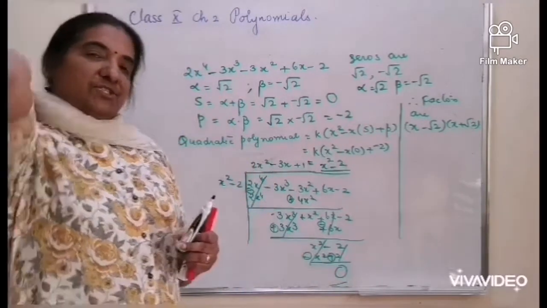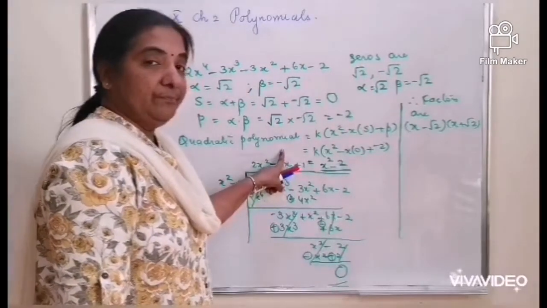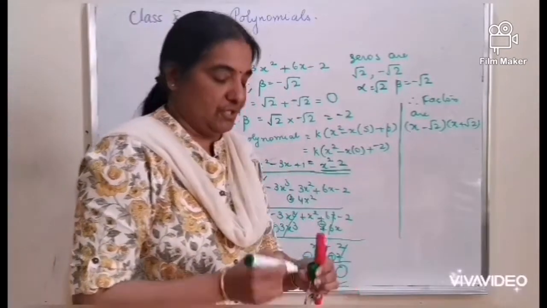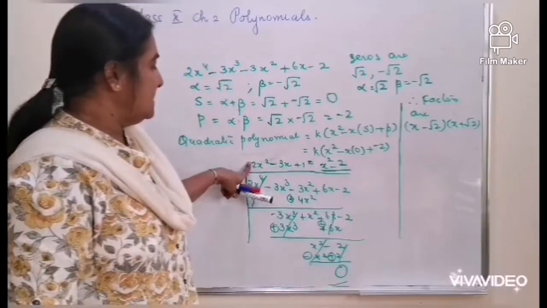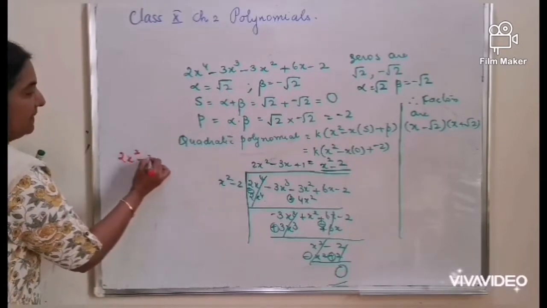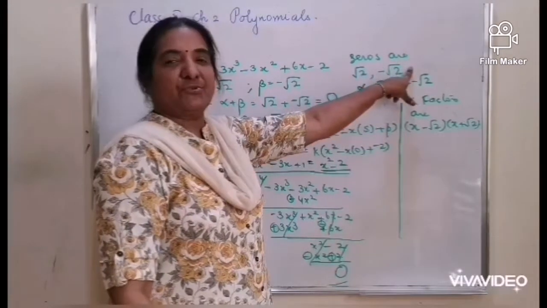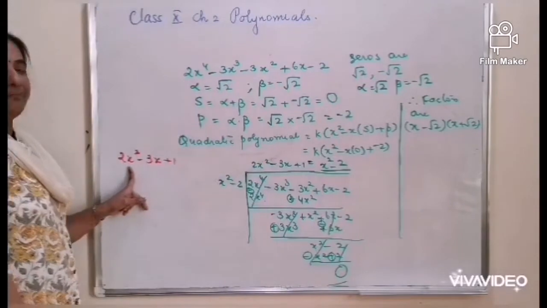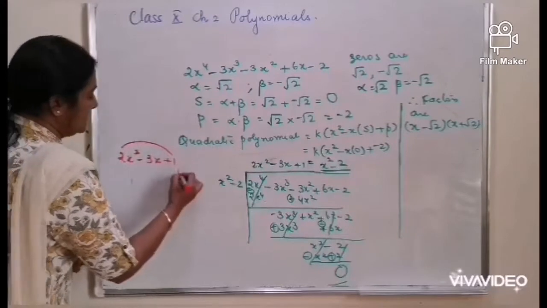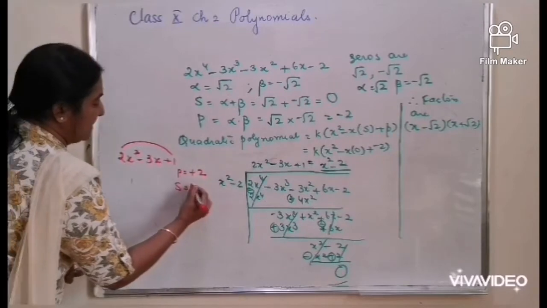The remainder is 0. Since the quadratic polynomial is a factor, it is very clear that the division remainder has to be 0. Now, this is a polynomial with degree 2, 2x square minus 3x plus 1. Already we have two zeros, square root 2 and minus square root 2. Using this quadratic polynomial, we will get the remaining two zeros. Product is equal to positive 2. Sum is equal to minus 3.